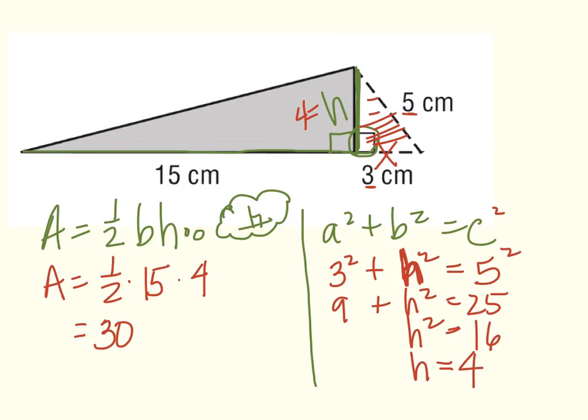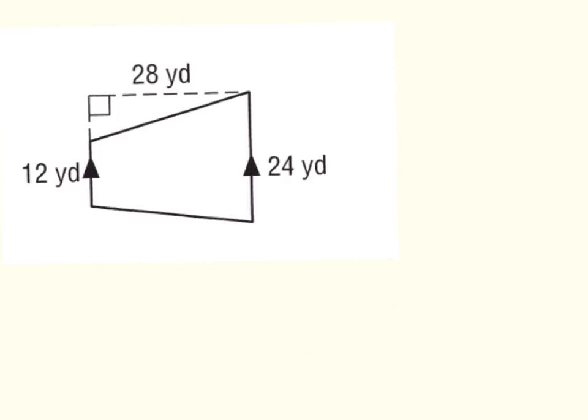Okay, let's do one more. Draw this shape. Notice I've got some dashed lines. That means they're not a part of the shape. Okay?